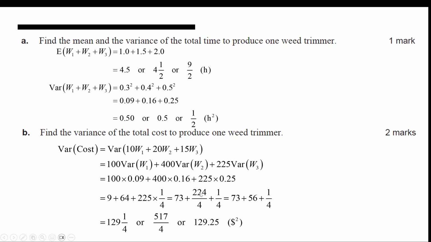So this is a whole number, 56, plus 73, that's 129. And add a quarter, you can write it like 129 a quarter, or 517 divided by 4. Or if you use decimal, that's fine. This is a terminating decimal, 129.25. The unit was not required, if I'm not mistaken, but you have to get the number correct. Either this form, or this form.